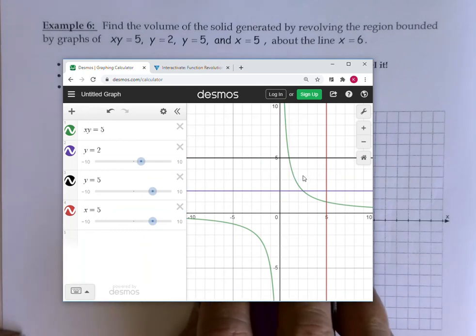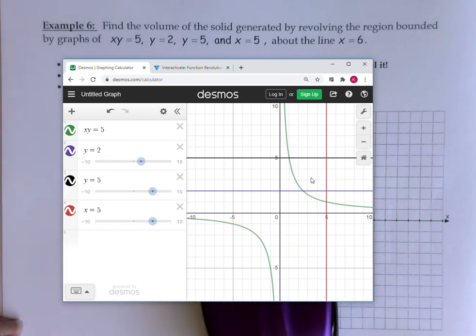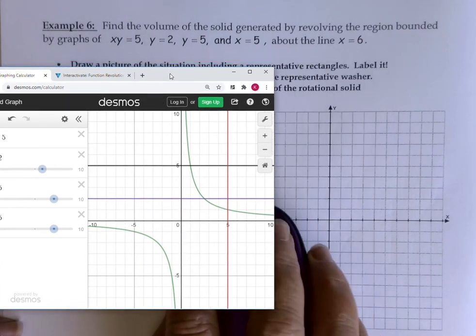Right in here, this little piece is bounded by all 4 of my graphs. It's bounded by the green curve, which is the xy equals 5, the blue one, y equals 2, the black one, y equals 5, and the red one, x equals 5. So it's this little region in here that I'm trying to rotate. I'm going to go ahead and see if I can sketch that for myself.